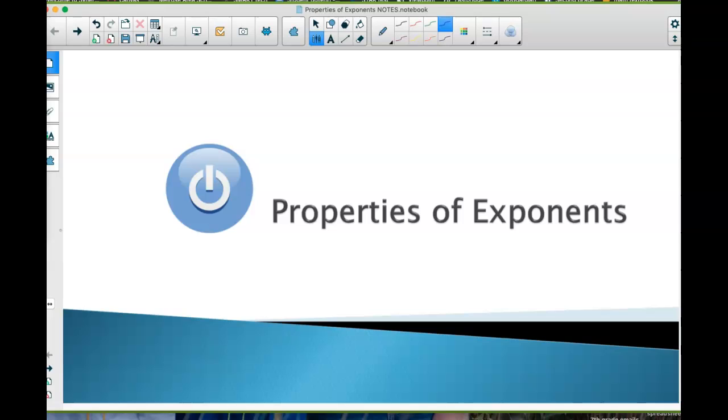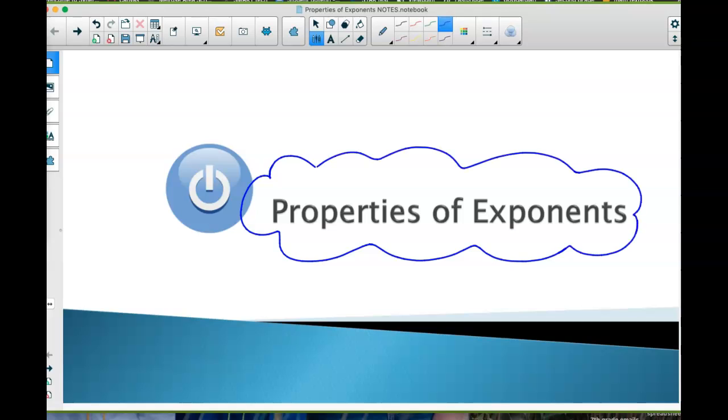So in your notes, if you haven't written a header already of properties of exponents, there's a few things you're going to write down, and anything you write down, you're going to be able to use on the test. When we get to the test, you get to use your notes. So if you write this down, you'll get to use it.